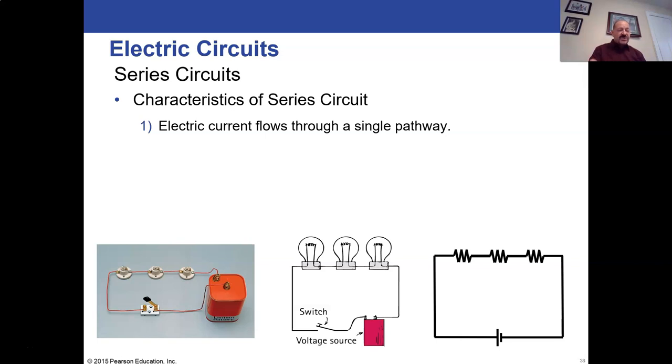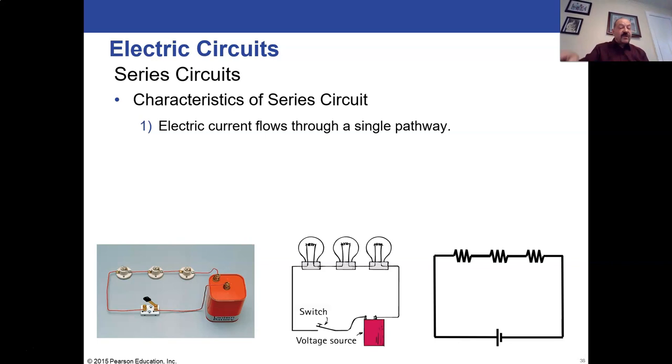But as you can see, there's a single loop of wire, and it goes through several different lamps, several different resistors that are going to take some of that voltage. Each will take their own amount of voltage from the battery until it's all gone, and then it'll come back to the battery, and the electrons will pick up more energy, more voltage, and go around again and provide more energy to each of the lamps.